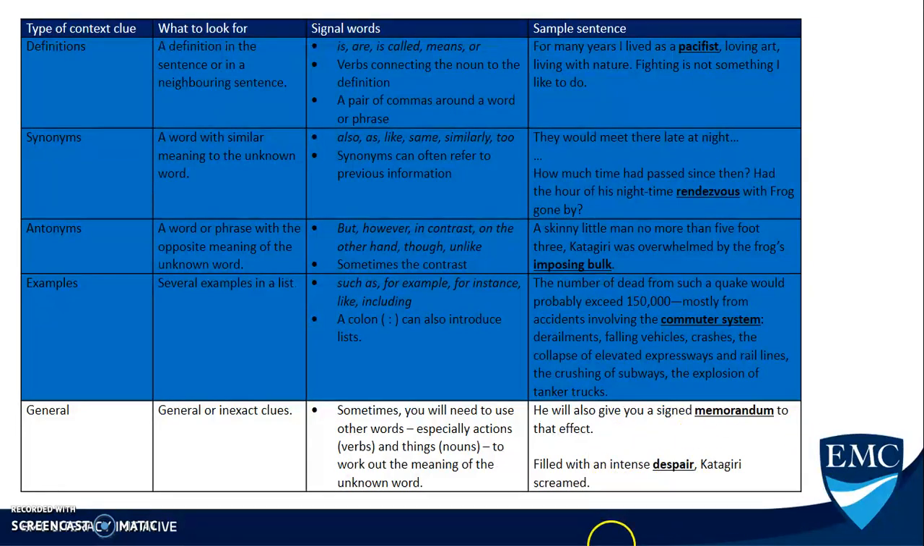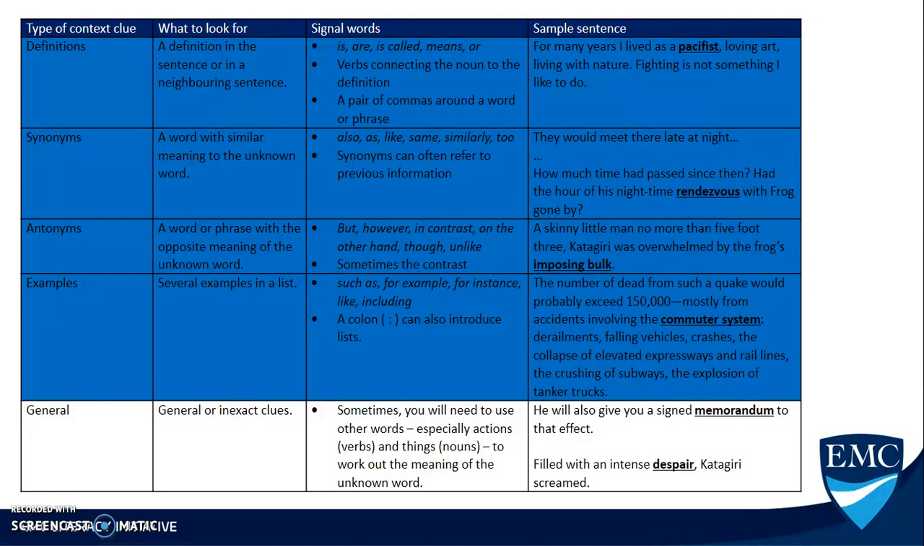In the second example: filled with an intense despair, Katagiri screamed. I'm not quite sure what despair is, but the character screaming gives me a clue that it's maybe something not particularly enjoyable. Maybe there's some kind of suffering involved. Maybe he's afraid of something. And again, I don't need to settle on a precise meaning for that word. If I have a general understanding of it, that should give me enough to move on. It's only if that word keeps coming up that I'll want to jump to a dictionary and look up the exact meaning.